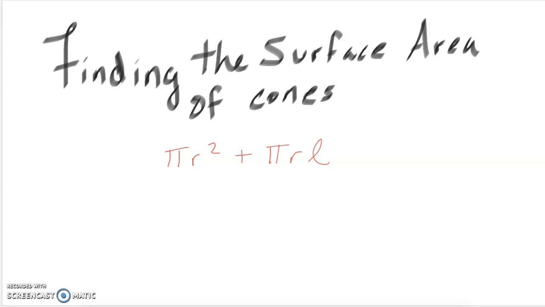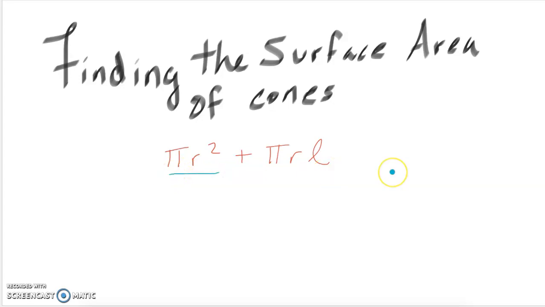Hello everybody. Today we are going to find the surface area of cones. So the formula is here, pi r squared plus pi rl. Now the first part of this formula should be pretty familiar to you.